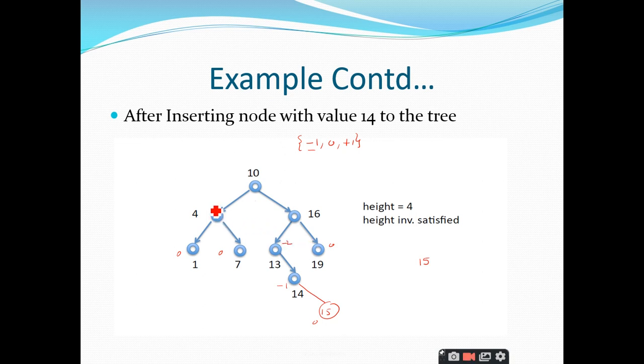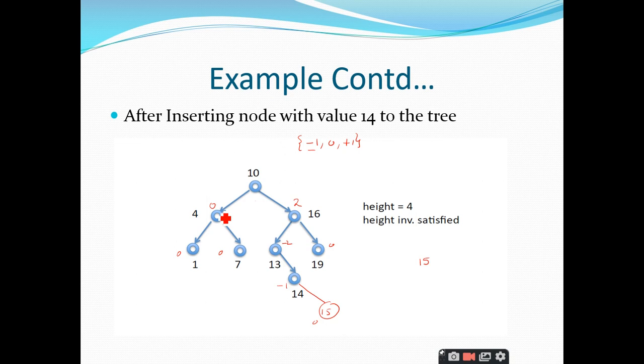What happens to 4? 0, sir. What is the balance factor of 16? 2, sir. Right. So what is the height of the left subtree of 16? We have to take the maximum path, that is this is 1, here we have 2 and again we have 3. So it is 3 minus, what is the height of the right subtree? 1, sir. 3 minus 1 is 2.